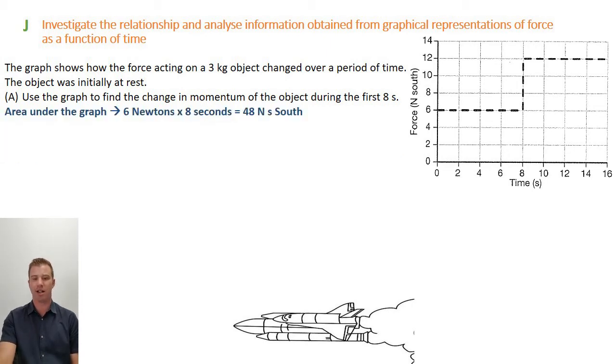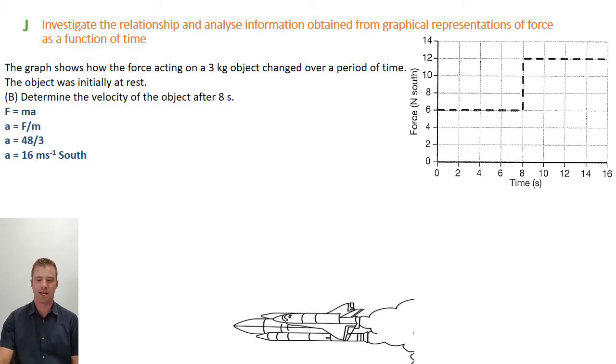A, use the graph to find the change in momentum of the object during the first 8 seconds. It's the area of the graph. So 6 newtons times 8 seconds, and you get 48 Newton seconds south. Or if it's momentum, it's 48 kilogram meters per second south.